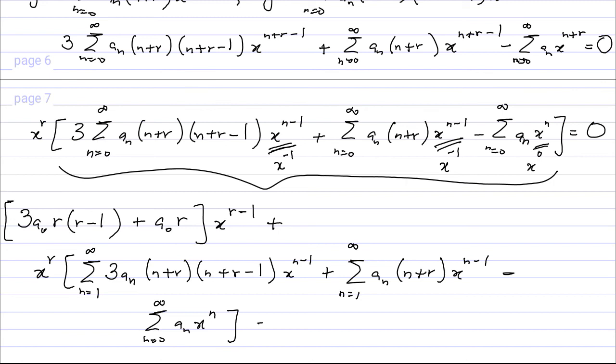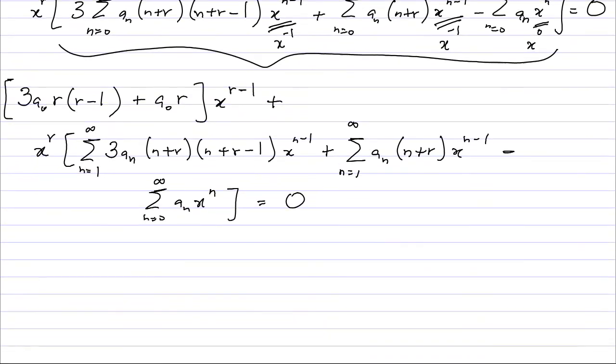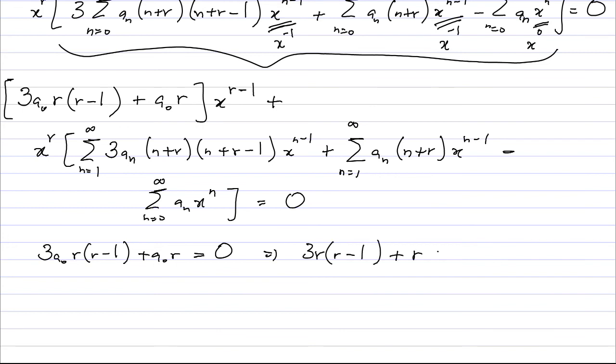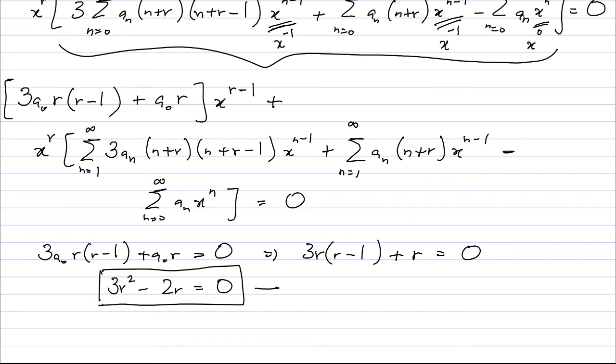This has to hold true for all values of x, so we must have that first of all 3a naught r (r minus 1) plus a naught r has to be equal to 0. Because we are assuming that a naught is not equal to 0, I can divide both sides of this equation by a naught, and I'll get 3r(r minus 1) plus r is equal to 0. Otherwise I have 3r squared minus 3r plus r, which is minus 2r, is equal to 0. This quadratic equation is an example of the so-called indicial equation.